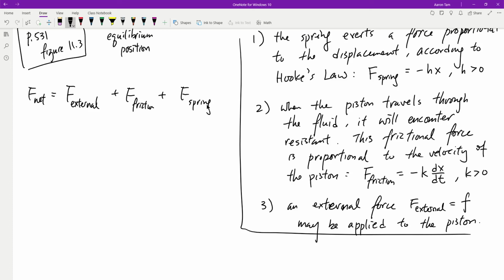According to Newton's second law of motion, the net force should be equal to the mass of the piston multiplied by the acceleration. So therefore, it should equal m times d squared x over dt squared, which is the second derivative of the displacement, which is the acceleration. And that should equal the external force F, minus friction, which is k times dx over dt, minus the spring, which is hx.